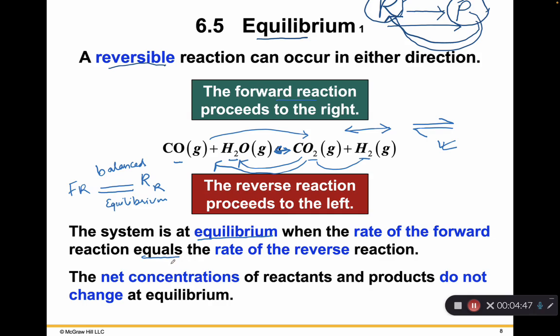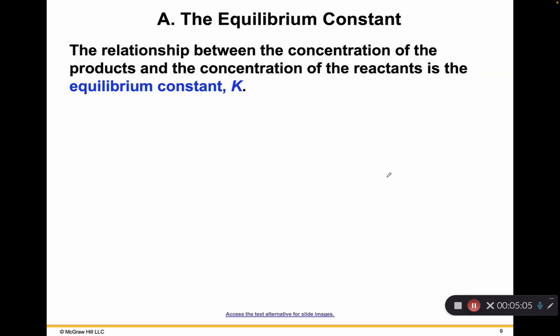We call this equilibrium. And during equilibrium, the net concentrations of reactants and products do not change. What does it mean? We will explore in our next slide. Okay, so it means that the concentration of reactant will remain constant. There will be no change in it. Similarly, the concentration of product will remain constant. So when we take the ratio of these concentrations, the relationship will be a constant number. From there, we introduce a constant called the equilibrium constant.